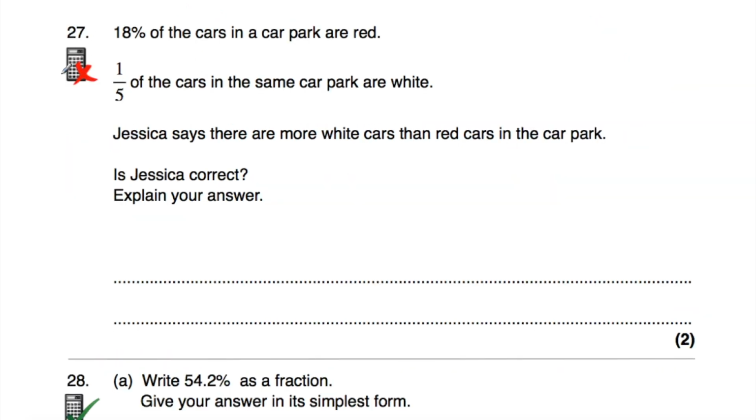Okay, so let's have a look at our next question, question number 27. Question number 27 says that 18% of the cars in a car park are red, and that a fifth of the cars in the same car park are white. And Jessica says there are more white cars than red cars in the car park. And the question says, is Jessica correct?